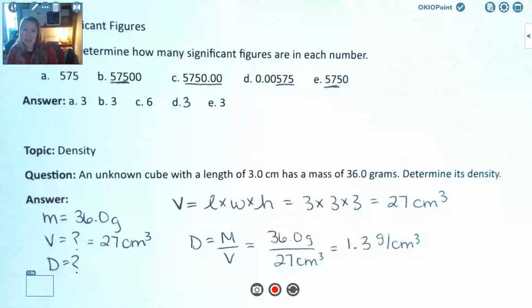Now the second day of density, usually I do a lab or something. There I'm going to ask them to solve for volume because it's on the bottom of that fraction. And that is a little trickier for our students.